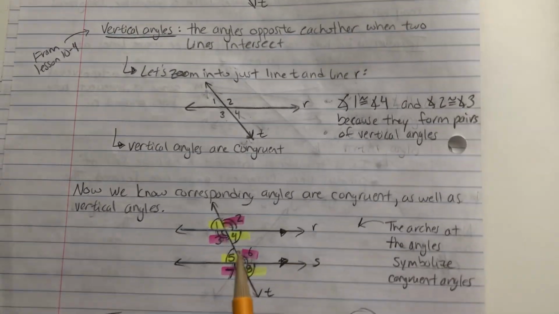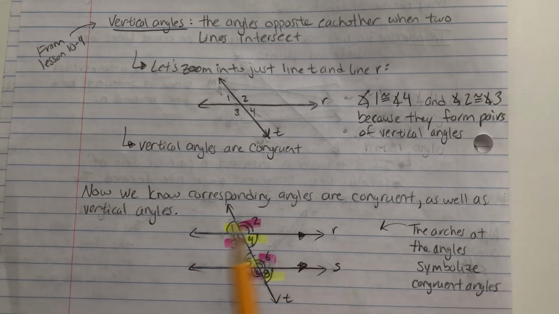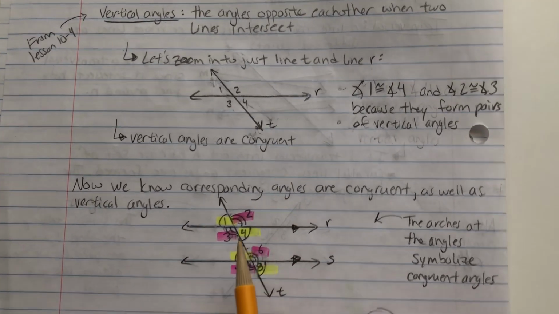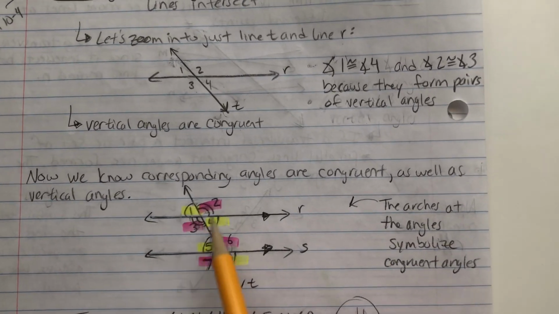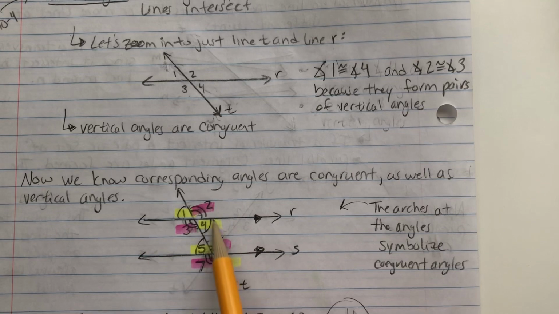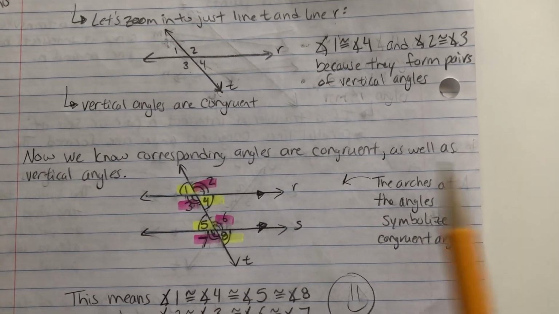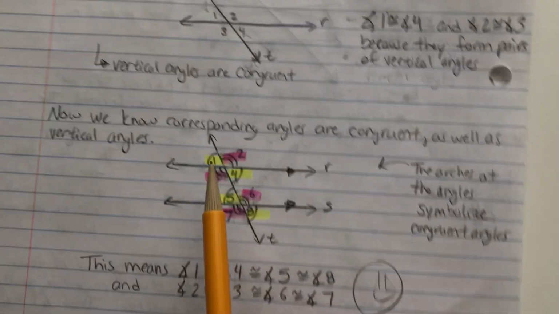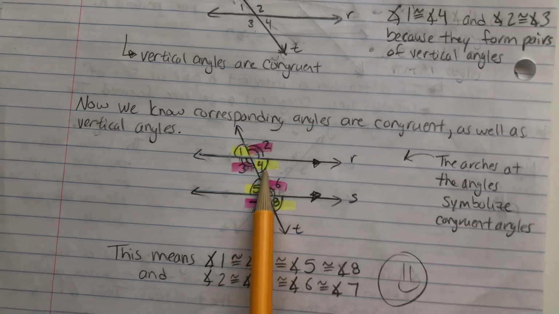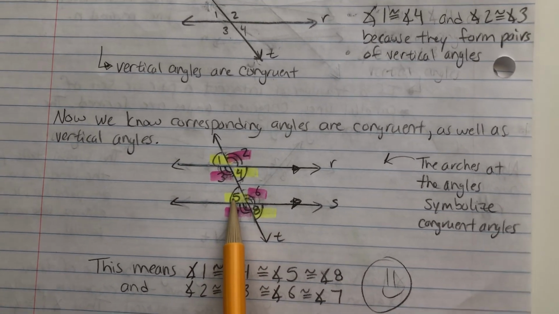Now we know corresponding angles are congruent from page 1 of notes. Now we know that vertical angles are congruent. So I tried to use some highlighting color here. You also see some new notation, these little arches that I drew. Those arches mean that the angles that have the same number of arches are congruent. So angle 1 and angle 4 are corresponding angles. Sorry, no, they're not. Angle 1 and angle 4 are vertical angles. Angle 1 and angle 5, as we said on the first page, are corresponding angles.